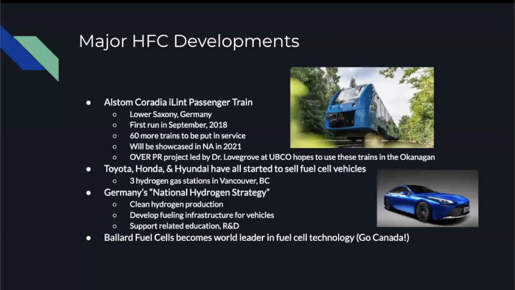Then here at the University of British Columbia Okanagan campus, led by Dr. Gordon Lovegrove, the Okanagan Valley Electric Regional Passenger Rail, or OVER-PR, is being designed as a regional passenger hydrail train connecting small and rural communities over a 300-kilometer stretch between the U.S. border and Kamloops.